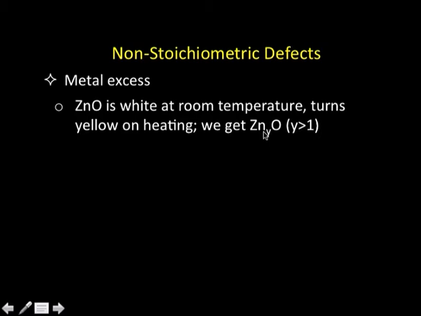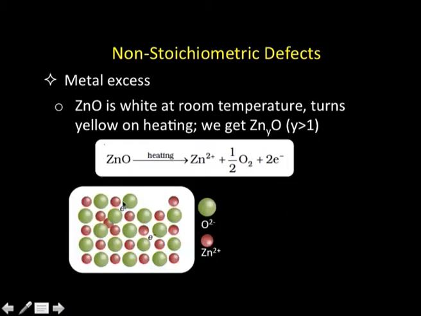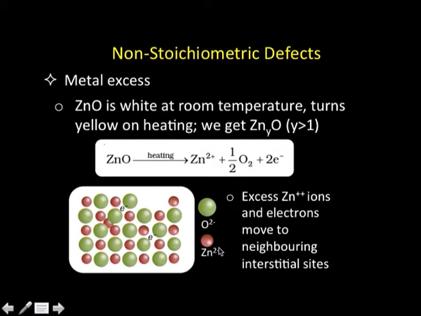That means there are more zinc ions than oxygen ions, and what basically happens is, on heating zinc oxide, it loses oxygen. That means oxide ions give oxygen out, and we get zinc ions and electrons. In this representation, the green spheres represent oxide ions and the red spheres represent the zinc ions.